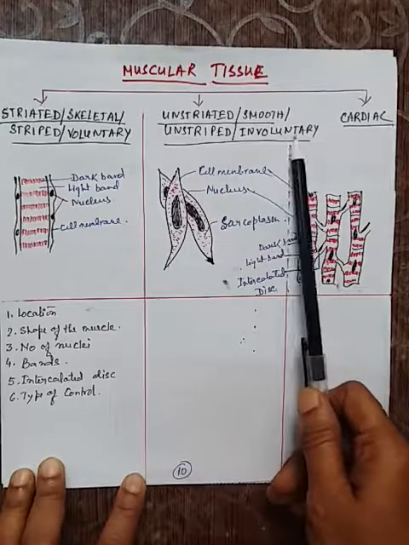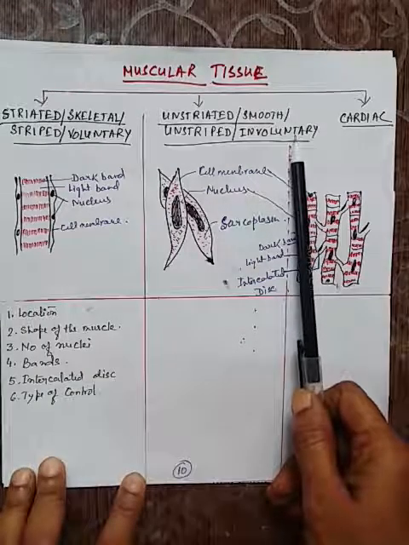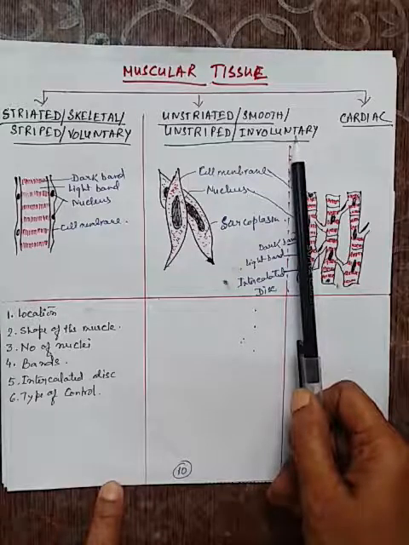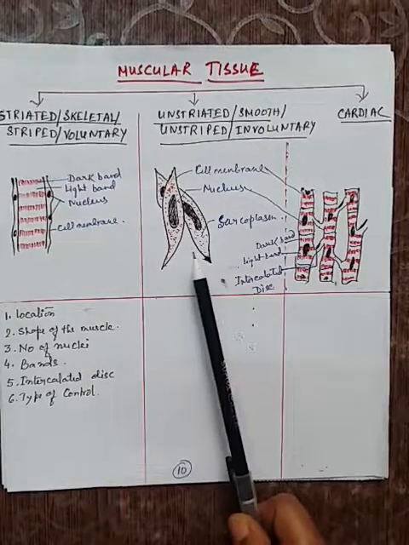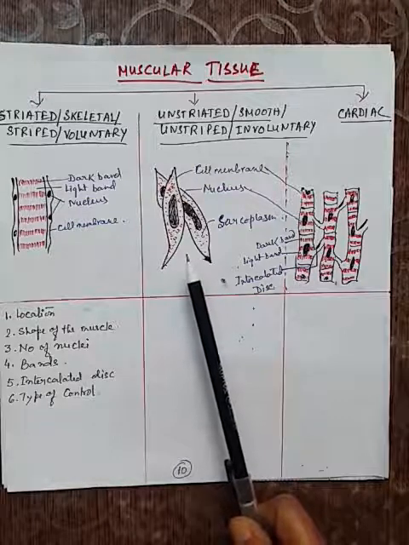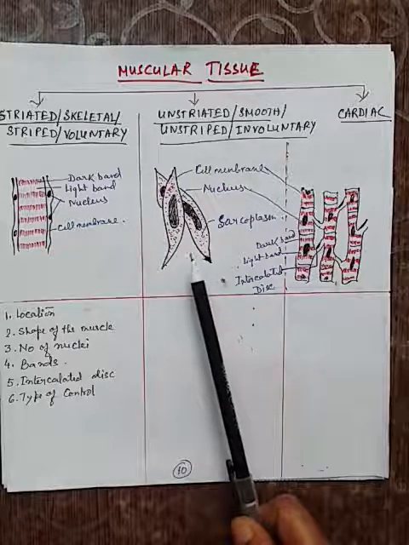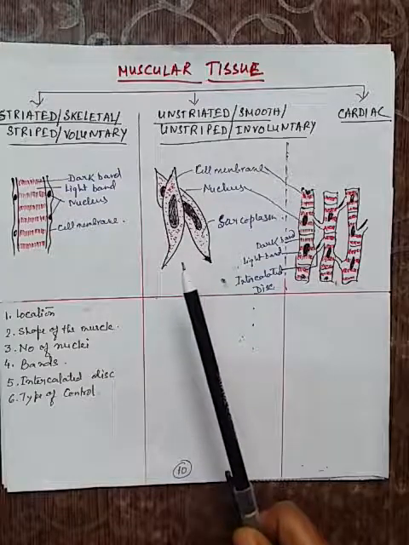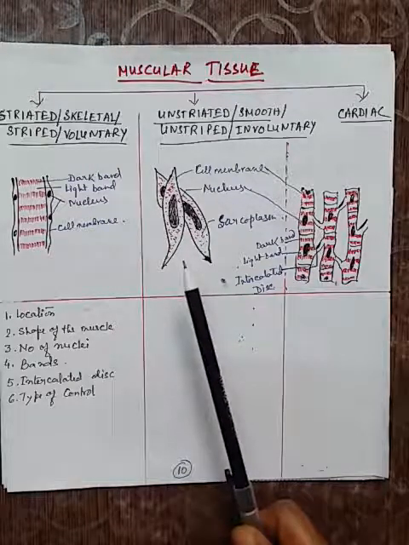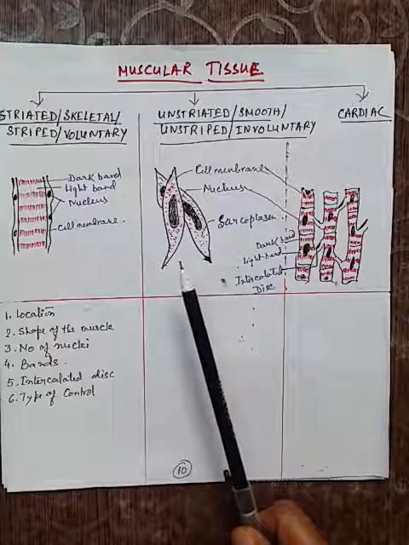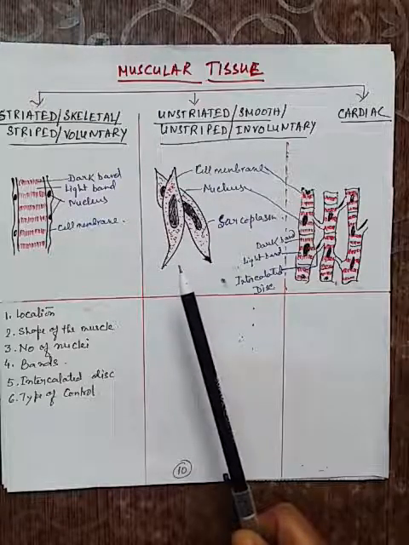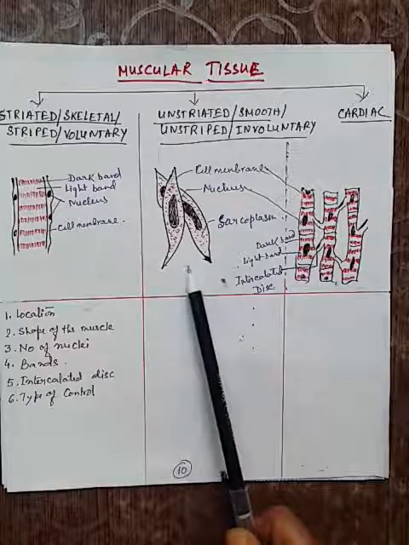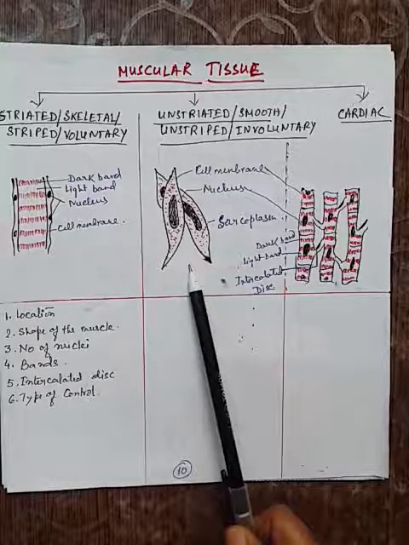They are involuntary muscle because we cannot control them. They are controlled by our nervous system. This type of muscle, the unstriated muscles, are present within the viscera, meaning the internal organs except the heart, which are present within our abdomen or the chest. They are made up of this type of muscle. So sometimes it is called visceral muscle also.